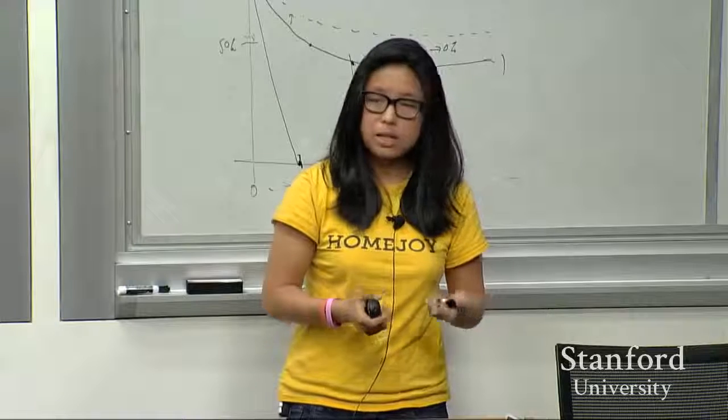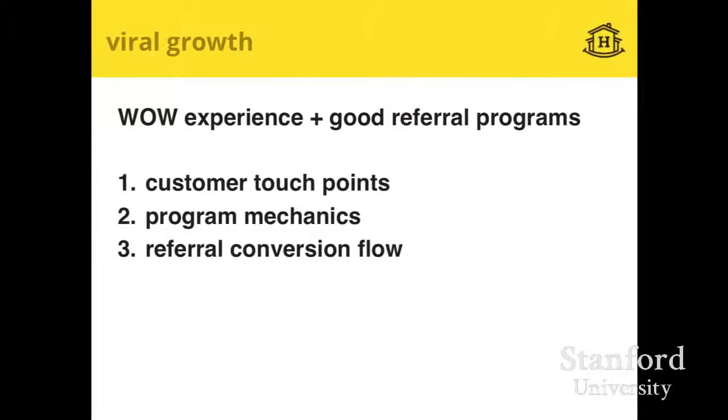Second is program mechanics. The most common thing I've seen is $10 for $10. That is, you get $10 if you invite your friend and they use it, and they get $10. You should try different types of mechanics and optimize for whatever works for you. It could be 25 for 25. It could be 10 for 0. It could be many of these things.